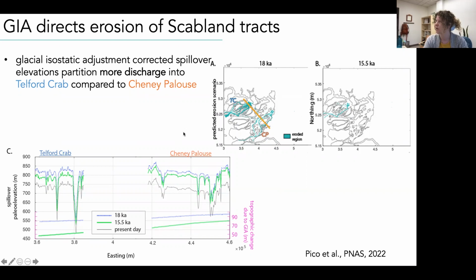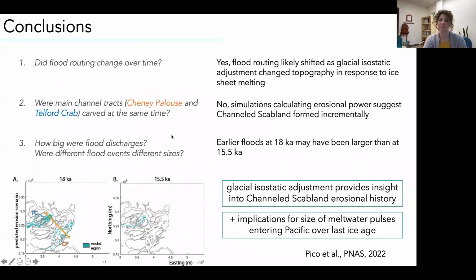Okay, so with that, I am going to summarize, come back to these questions that we asked and see whether we can answer them using the work that I showed. Did flood routing change over time? Yes, flood routing likely shifted as glacial isostatic adjustment changed topography in response to ice sheet melting. Were the main channel tracks, Cheney Palouse and Telford crab, carved at the same time? No, simulations calculating erosional power suggest that the Channeled Scabland formed incrementally.